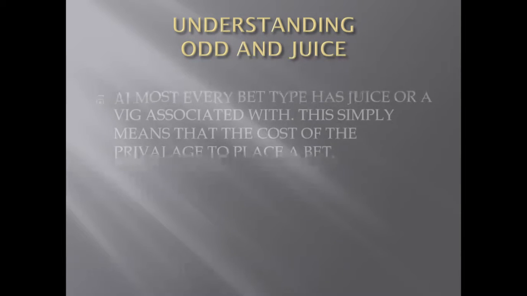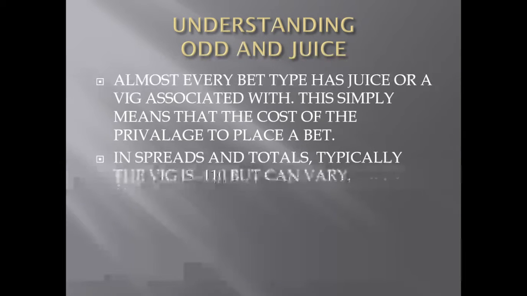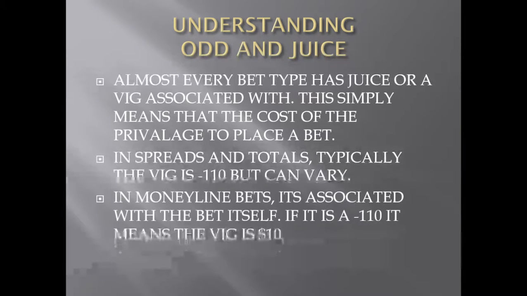Understanding odds and juice. Almost every bet type has a juice or a vig associated with it. This simply means that it's the cost of the privilege to place a bet. In spreads and totals, typically the vig is minus 110, but this can vary. With moneyline bets, it's associated with the bet itself. If the bet is a minus 110, it means that the vig is $10.